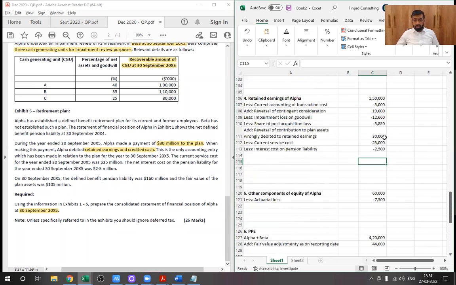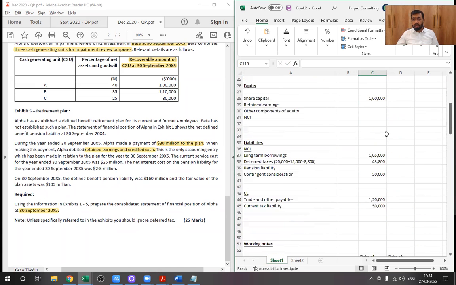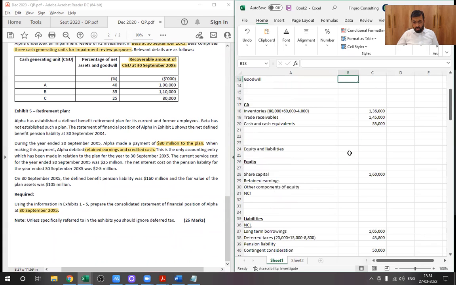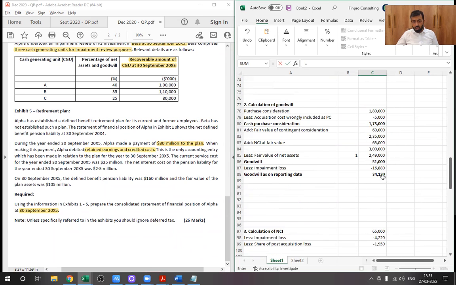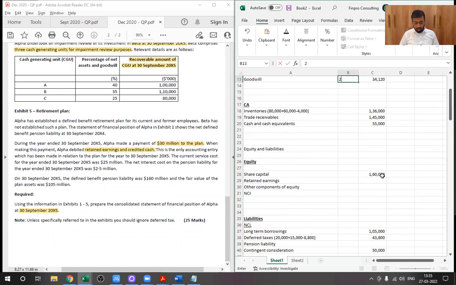Now, all balances, including this pension liability, should be transferred to the balance sheet. So let's go one by one. PPE, we have a note, goodwill, we have a note. Let's take goodwill first. We'll also write the note number here. So equal to, we will write the closing balance of the goodwill. It is in note number 2, 34,120. So we will write note number 2.